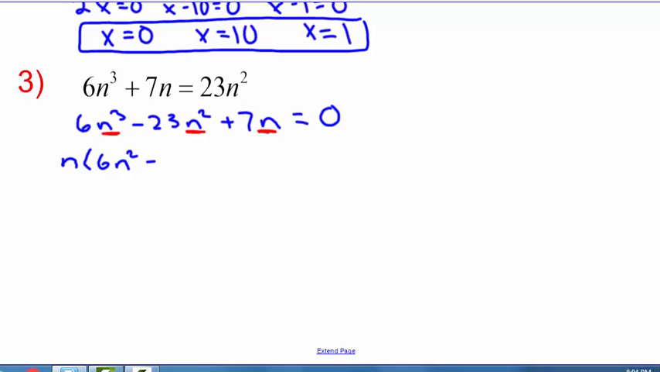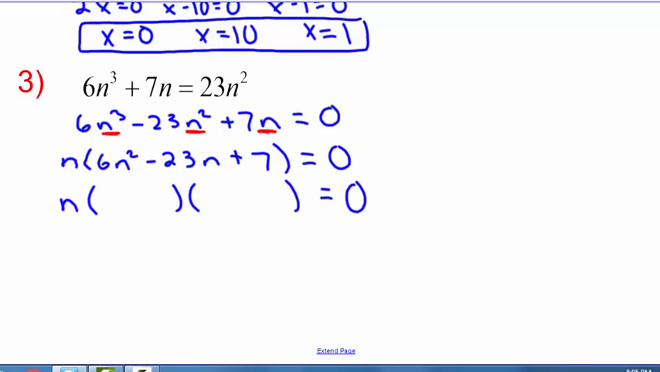Now I have the 6 there, so that could be 6 and 1 or 2 and 3 here. But I'm going to look at the last number, which is a 7. Nice thing about a 7, it's prime, so it only can be a 1 and a 7. So I'm going to work this backwards. Instead of putting the first ones in, the n squared, I'm going to look at the 7 here. Now it's a positive 7 and a negative 23 in the middle. So I know it's going to be negative 7 and negative 1.